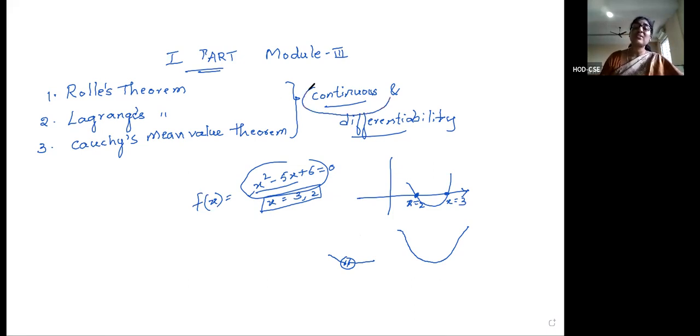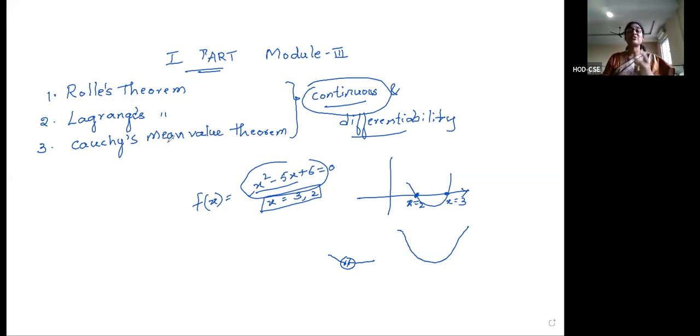Whenever you refer to the mean value theorems, these are all the 3 mean value theorems. First thing, we have to see whether the function has eligibility for these theorems or not. What do you mean by eligibility? That means it should satisfy some conditions in order to apply these theorems.